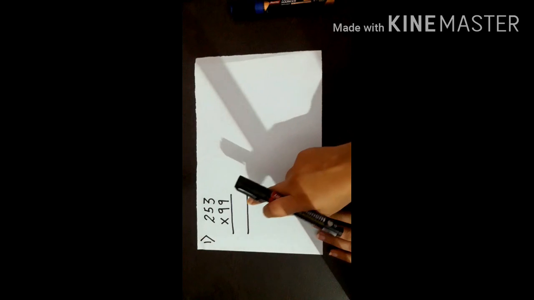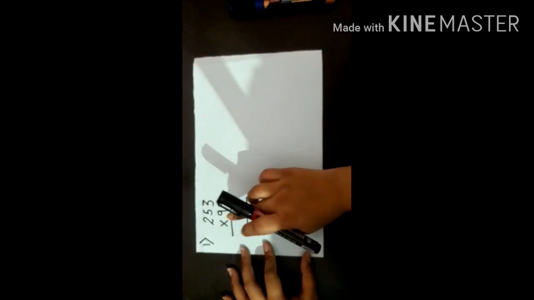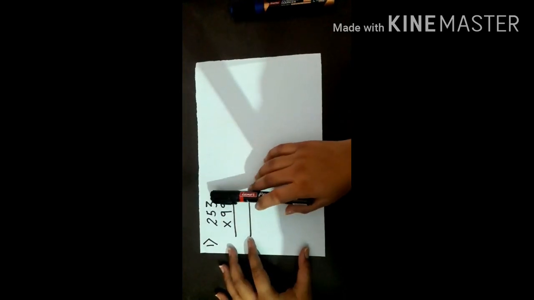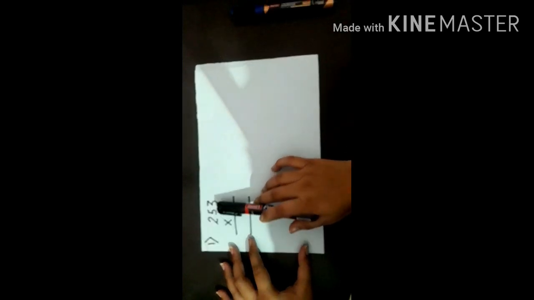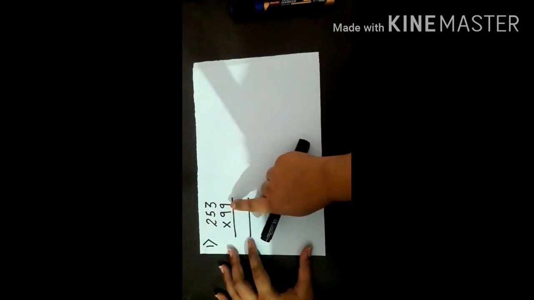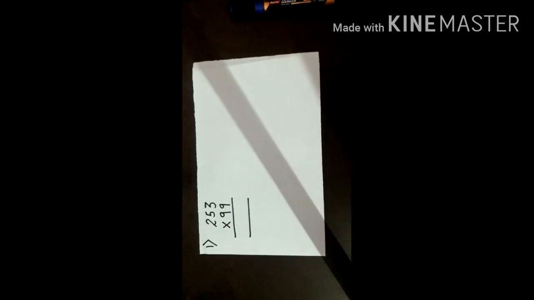See, this is your first example. You can see it is type 3. Type 3 means the multiplicand has more digits than the multiplier. Your multiplicand is a 3-digit number, and your multiplier is a 2-digit number. So how will you solve it?